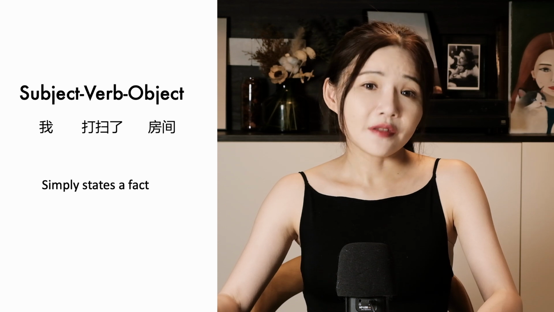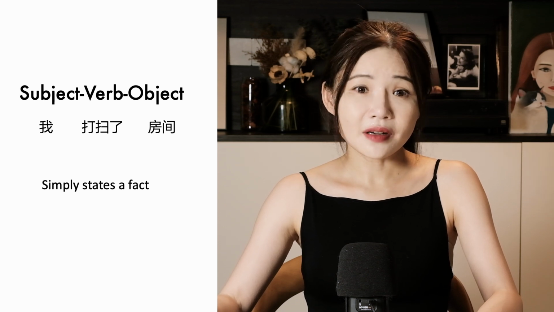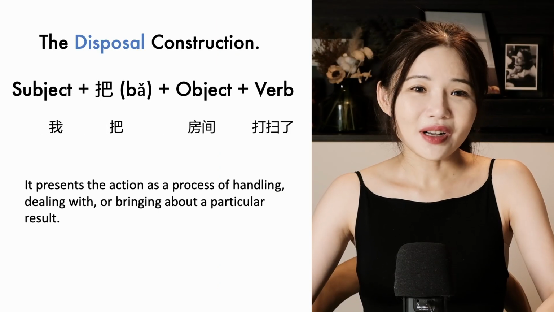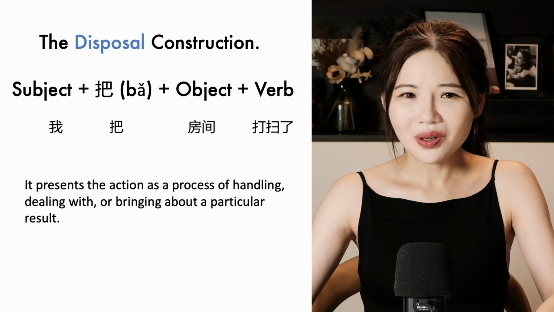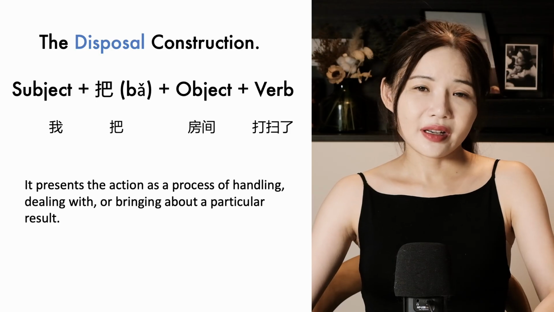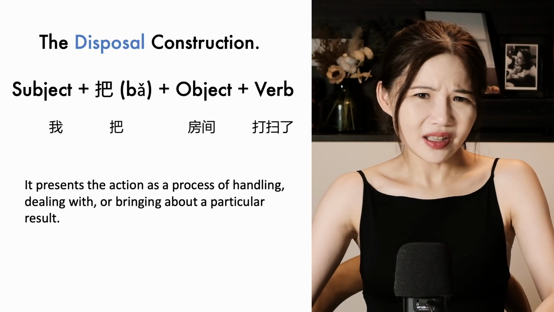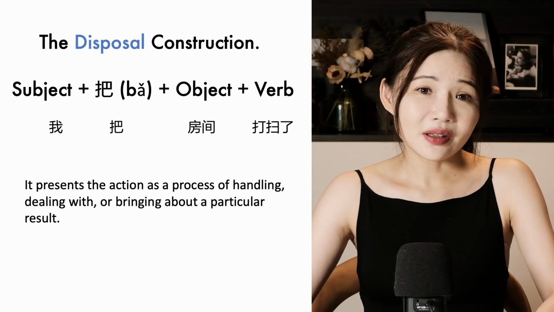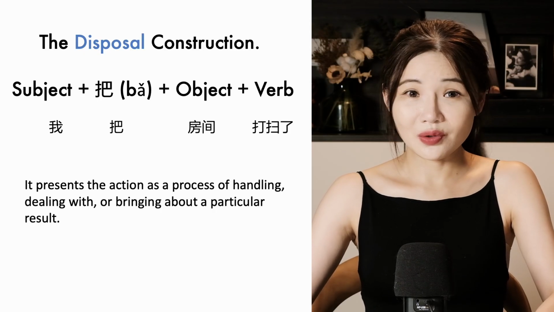So what's the difference in meaning between these two patterns? The normal subject-verb-object order simply states a fact. It tells us what happened. The ba construction, however, does something more. It presents the action as a process of handling, dealing with, or bringing about a particular result. That's why linguists often call it the disposal construction.